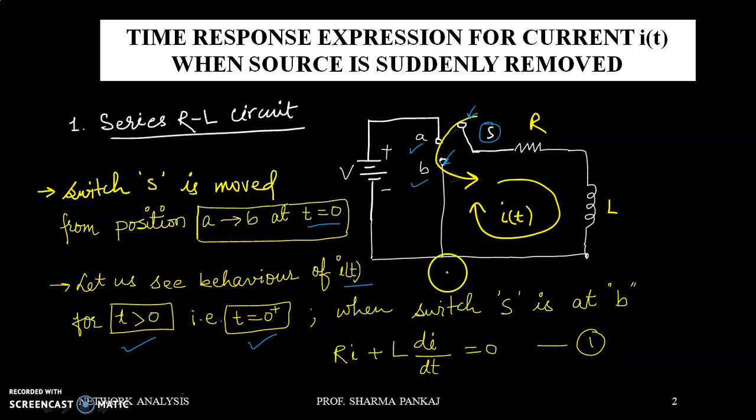So, write the KVL equation or general equation when the switch S is at B. This will be Ri plus L di by dt is equal to 0, where i is i(t). This is your resistance value, this is your inductor value. For a series RL circuit, the KVL equation is written like this: Ri plus L di by dt is equal to 0. Call it equation number 1.